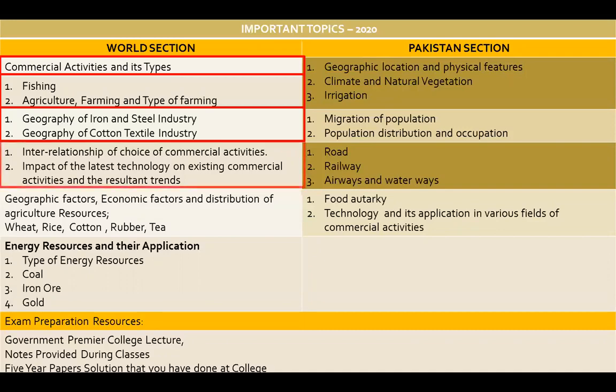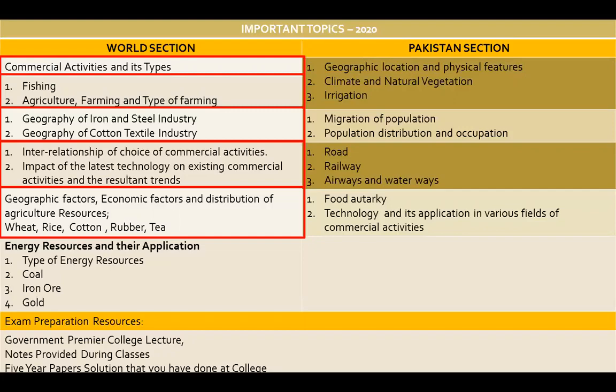Then interrelationship of choices, commercial activity impact on technology, on existing commercial activities and the resultant trends. One question may come from that part as well. Then we have geographic factors, economic factors, and the distribution of agriculture resources. Here we have wheat, rice, cotton, rubber, and tea. So any question may come from that area as well.